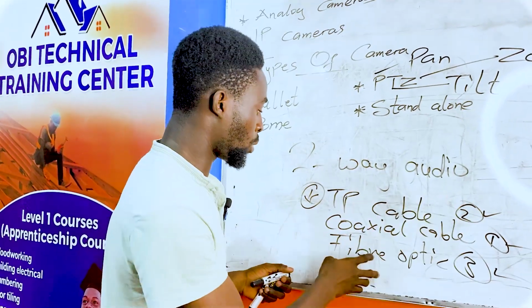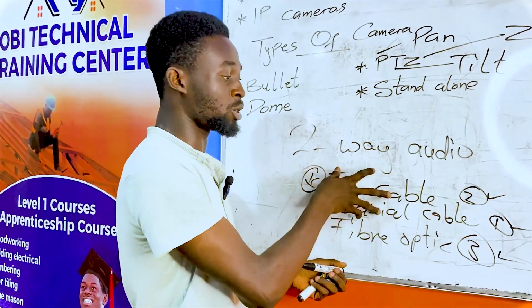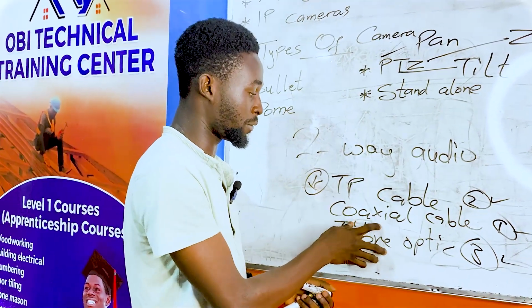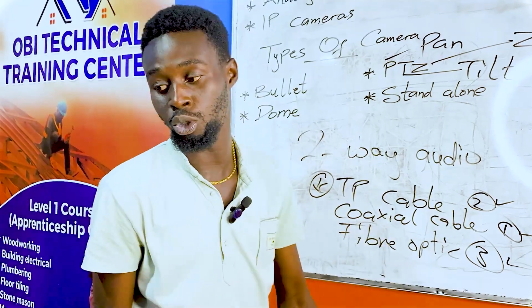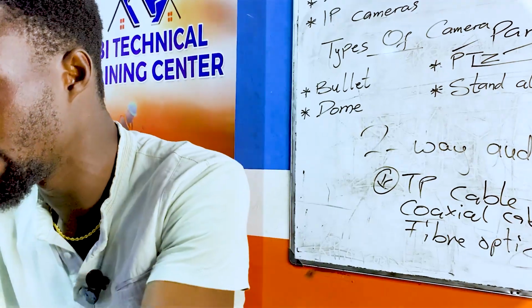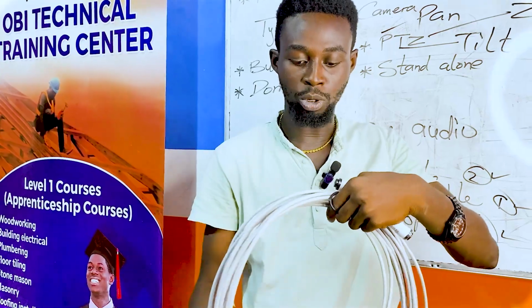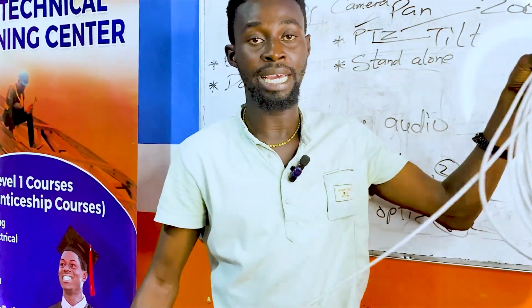All right, so with this one, there are other things you also buy, as compared to these ones, and they are very, very expensive too. So the TP cable is what I've been talking to you mostly about. This is what we call the TP cable, or the twisted pair cable.